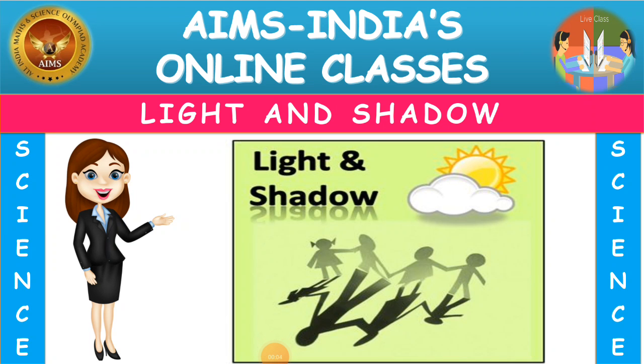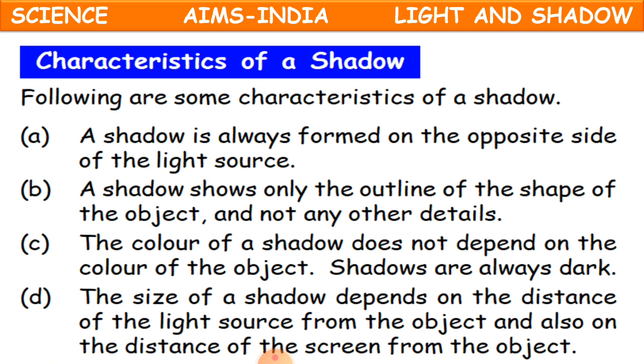Today from our science subject we are going to continue our lesson, light and shadow. Okay children, in the previous session we discussed light and we also learnt what a shadow is. So today we will be continuing about shadow. The characteristics of a shadow.